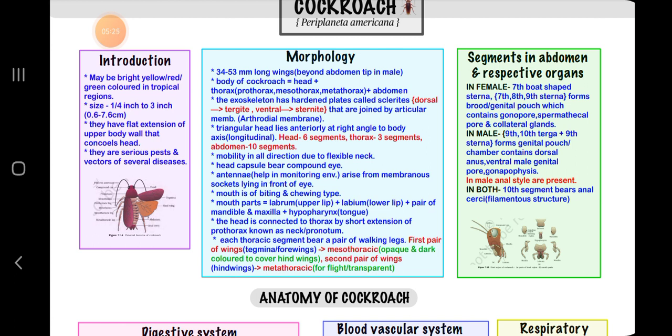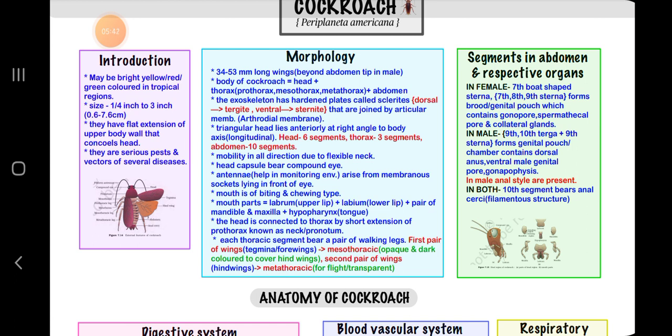Mouth parts are equal to labrum plus labium plus a pair of mandibles and maxillae plus hypopharynx. Then the head is connected to the thorax by a short extension of the prothorax known as neck and pronotum.